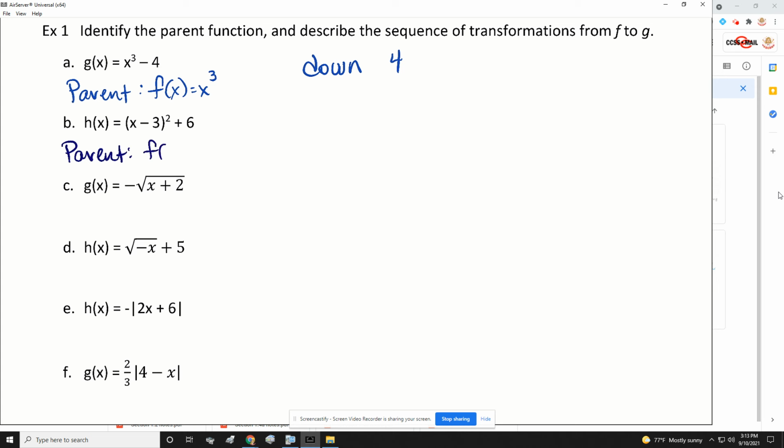This parent is the quadratic, so f of x equals x squared. Okay, so we have 2 transformations. Subtracting 3 on the inside is going to be right 3. Adding 6 on the outside is going to be up 6.